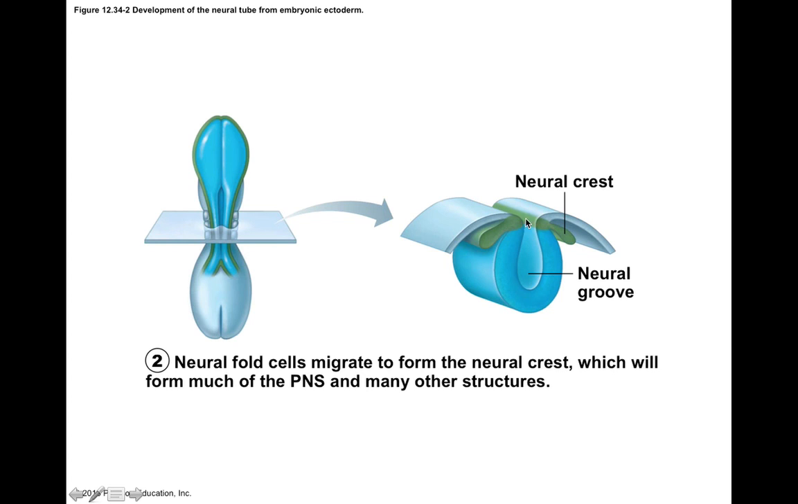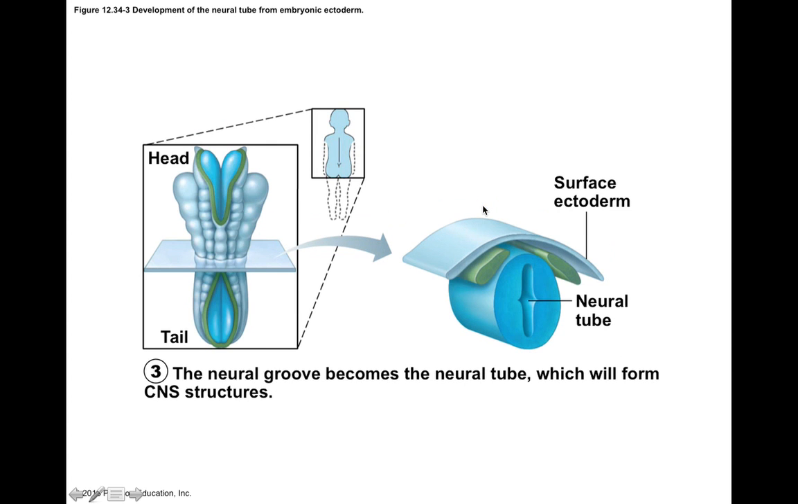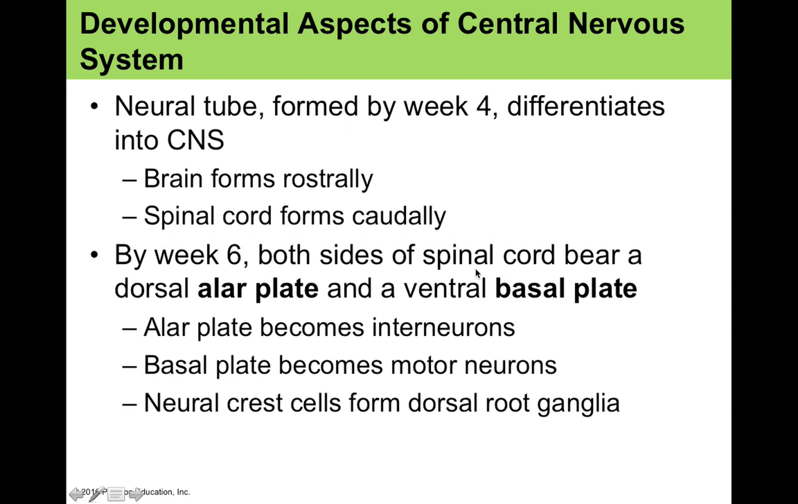Now, these cells eventually fuse here so that we actually get a surface layer of ectoderm that will later become things like skin, hair, and nails. And then we get deeper layers of ectoderm that will become your central nervous system and associated ganglia. So the neural tube is actually fully formed by week 4, and it differentiates further into the central nervous system.